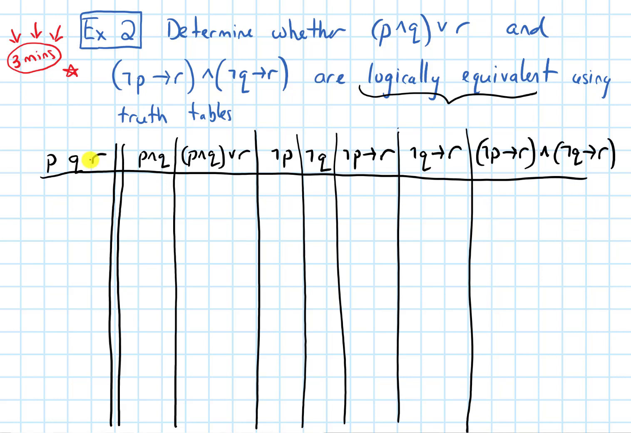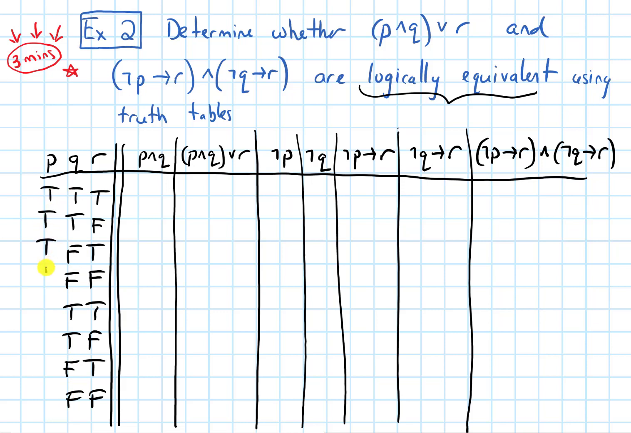Alright, so I'm going to start with R and alternate true, false. True, false, true, false. True, false, true, false. For Q, I'll alternate double trues, double falses, double trues, double falses. And then for P, quadruple trues, and then quadruple falses.